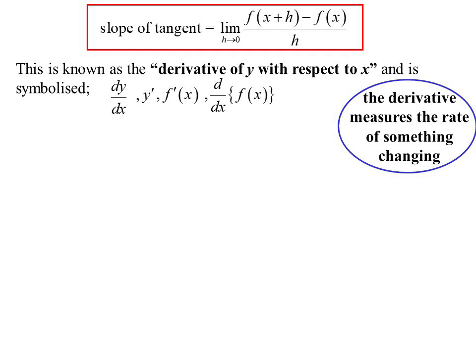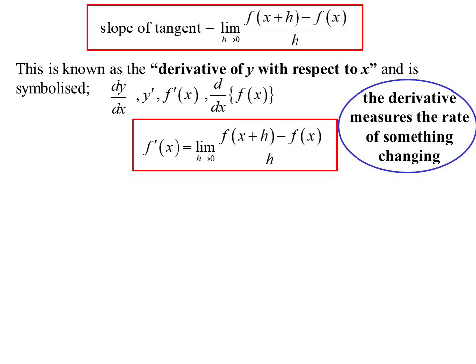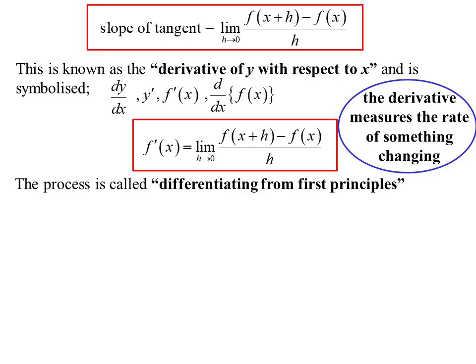How is the distance changing with respect to time? Things like that. So there is our formula. It's basically the same formula as above, but I'm formalising it a bit more. Rather than saying slope of tangent, I'm saying the gradient function, or the derivative, is equal to this formula. This is what we call differentiating from first principles.